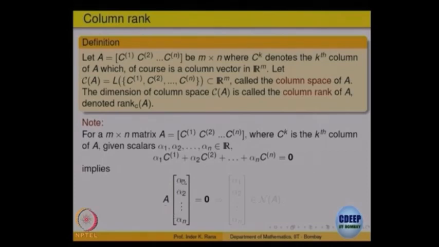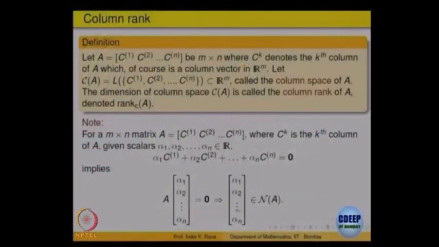That means that the vector alpha 1, alpha 2, ..., alpha n is a solution of the homogeneous system. A applied to alpha is 0. So, that means this vector alpha 1 to alpha n belongs to the null space of A. Remember what was defined in null space? All vectors x such that Ax is equal to 0. So, a linear combination of columns equal to 0 gives you an element in the null space, an observation which we will use later on.